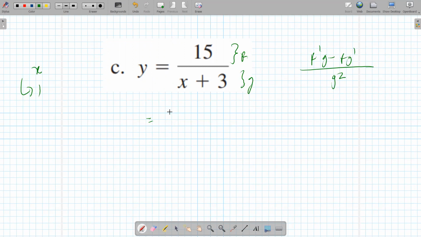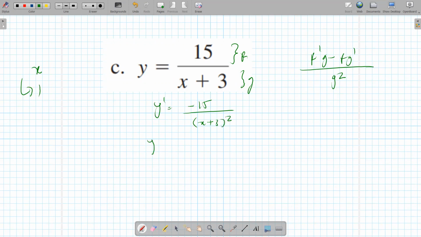So you have 0 times (x plus 3), right? So that's just 0 minus 15 as it is times the derivative of the bracket. What's the derivative of x plus 3? It's 1, right? All over the denominator squared as it is, so (x plus 3) squared. If you clean this up, y prime will be negative 15 over (x plus 3) squared.